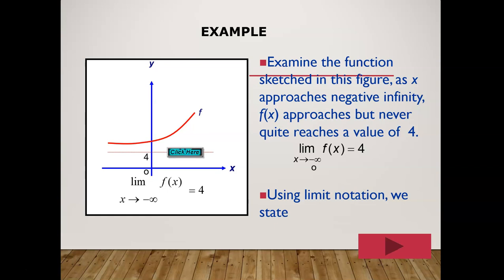Okay, and then this is another example. Examine the function sketched in this figure: as x approaches negative infinity, f(x) approaches but never quite reaches a value of 4. Okay, as x approaches negative infinity it goes down like this. It is actually not equal to 4, it is approaching 4, but it will not cross this line y equals 4.